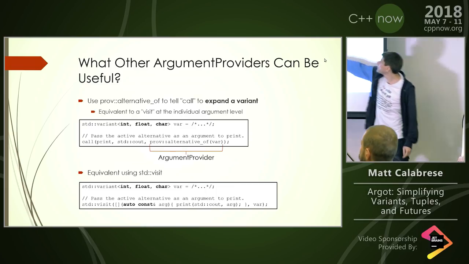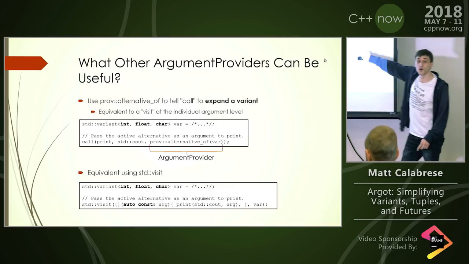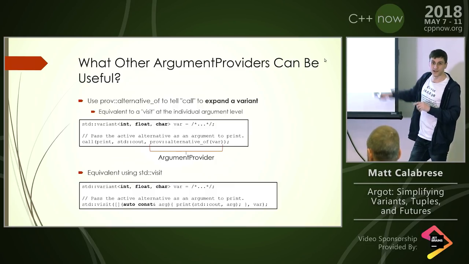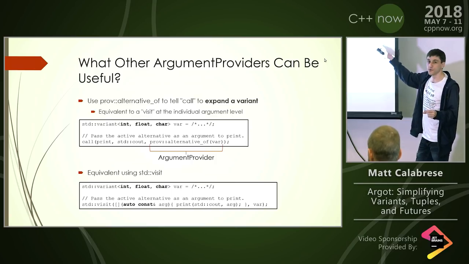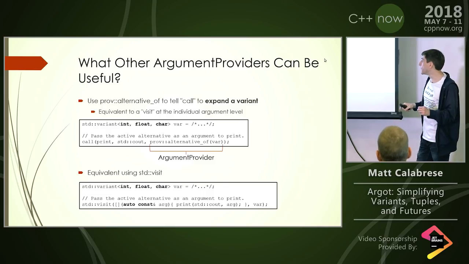So the question was, if I do have a bunch of these in a row, do I actually go and combine them all and do a single visit operation? And the answer is the library currently does not, but that is an optimization that I've considered. However, the way that I do the visitation is already a little bit more optimal than what current variant implementations do. I'm not sure how much I would gain by doing that, but it would be an interesting exploration.